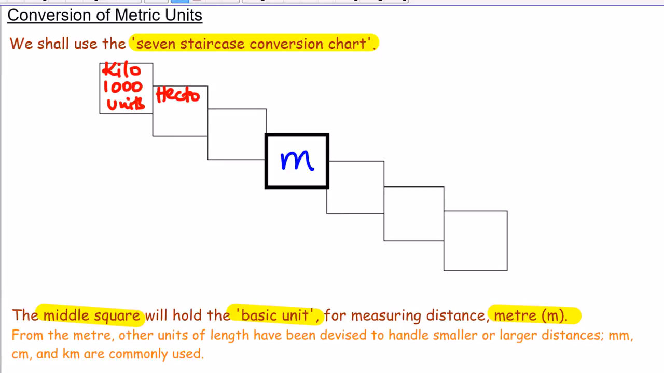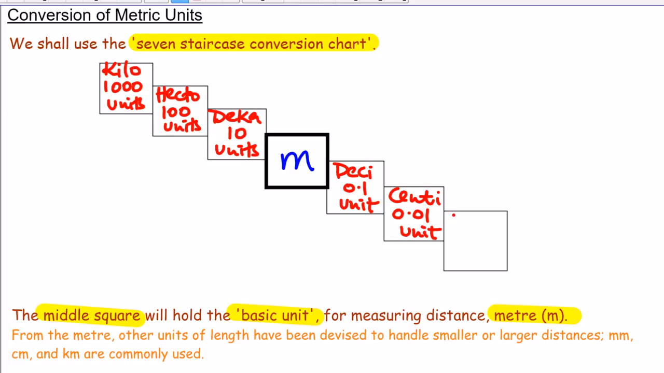hecto, which means 100 units. Next you have deca, which means 10 units, and then after that below meter we have deci, which is 0.1 unit, and then we have centi, which is 0.01 unit, and then we have milli, which is 0.001 unit.